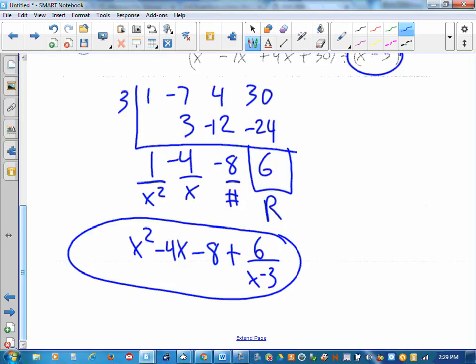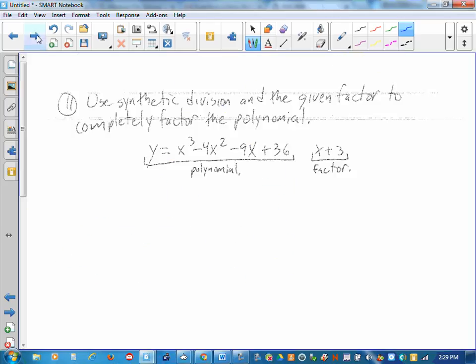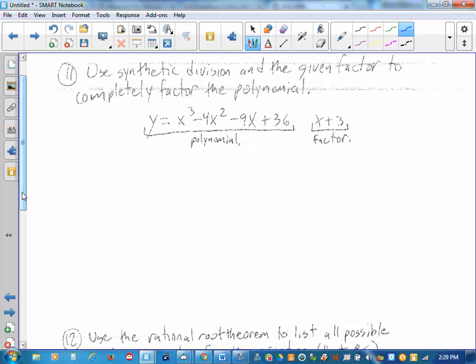Okay, 11. Unless I skipped a number again. Okay, use synthetic division and the given factor to factor this completely. So this is getting us ready to start the solving process, but you have to factor before you can solve. So we're going to factor, that's my factor. I'm going to divide the factor out because that's what a factor does. It divides in. Switch the sign.